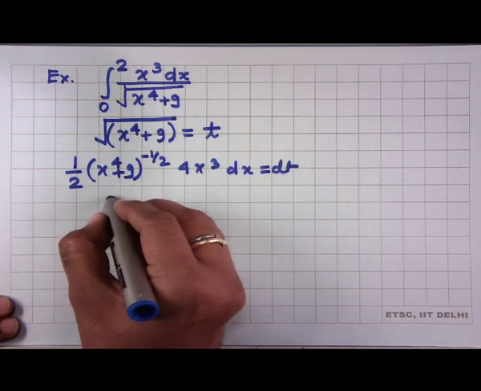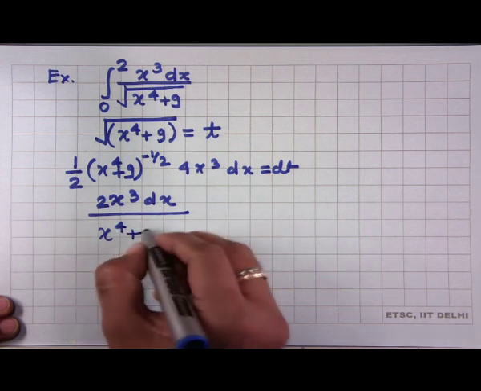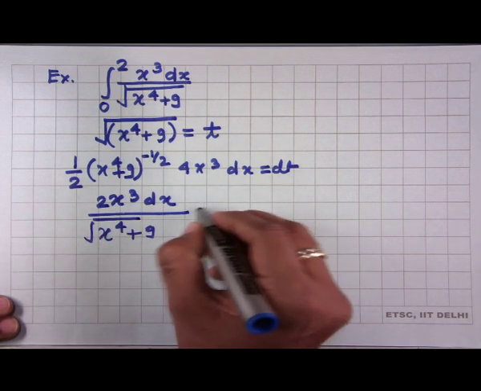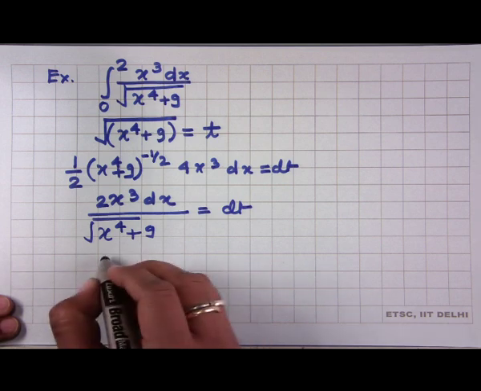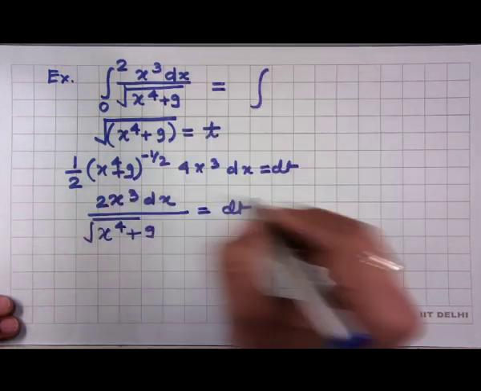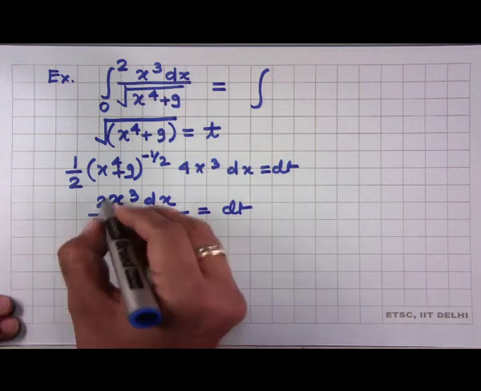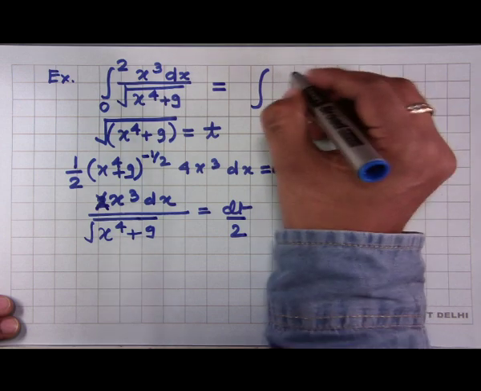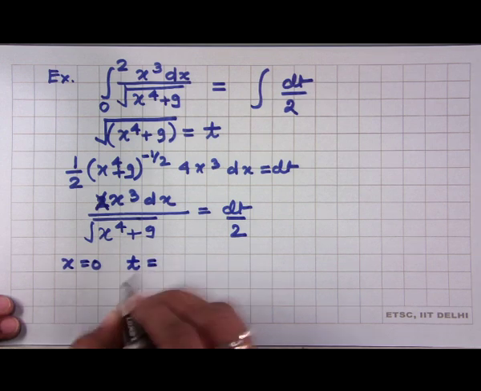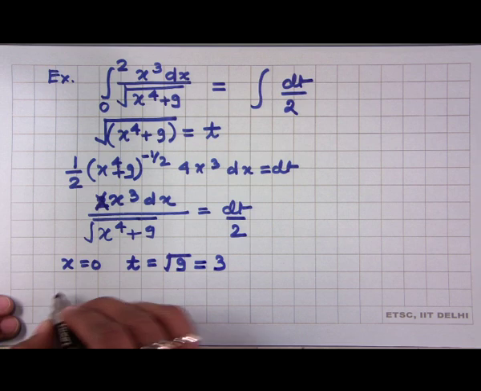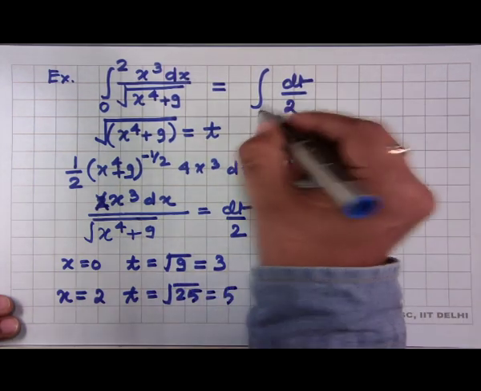So, you get 2x cube dx by under root x to the power 4 plus 9, this is equal to dt. So, this integral is converted into, so x cube dx by under root x to the power 4 plus 9 is dt by 2. So, you get dt by 2. What will happen to the limits? If x goes to 0, t is under root 9, that is 3, and x goes to 2, t is under root 25, that is 5, 3 to 5.